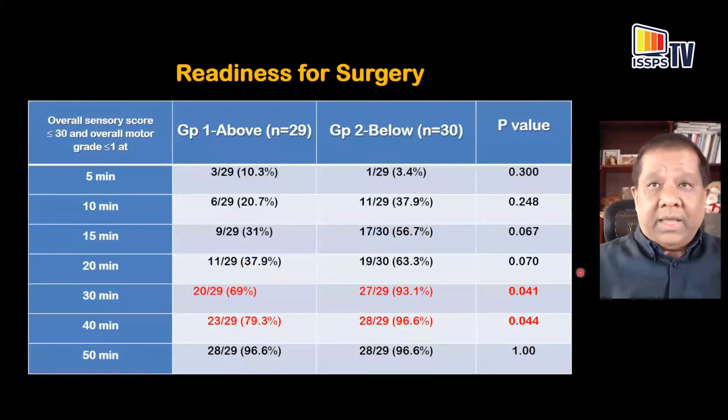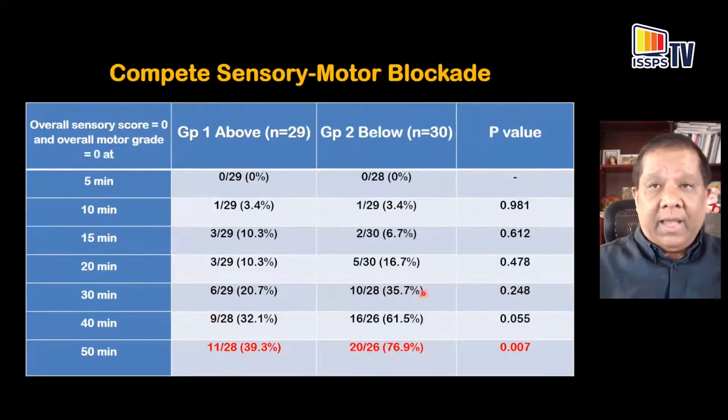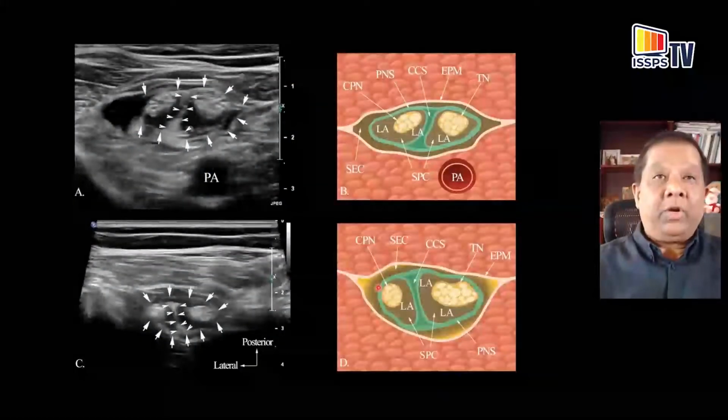So you can see here that the two injections below were outcome-wise much better. 93% produced readiness for surgery, and even at 50 minutes, you have now about 80% of them having complete sensory motor blockade. Again, you see here that despite your choice of ropivacaine or levobupivacaine, we only get about 35 to 40%. This is no different than what you did without subparaneural injection.